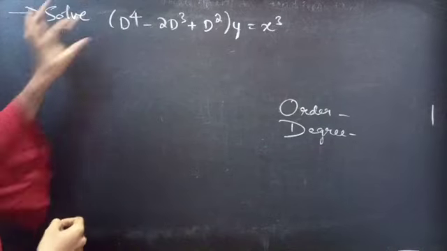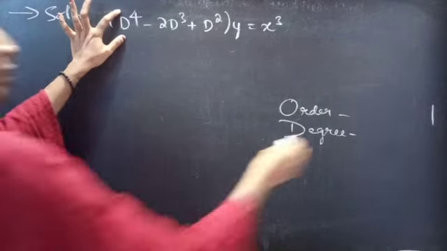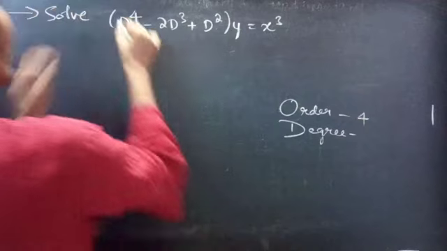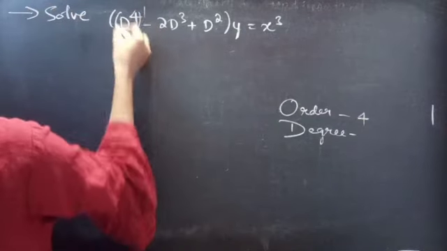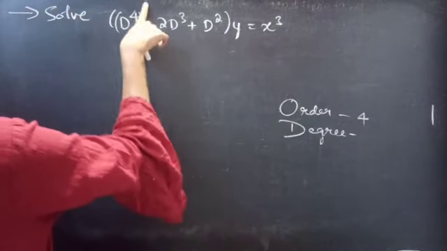Identify the highest derivative. Here D^4 is the highest derivative, so our order will be 4, and the highest power of the highest derivative is our degree. Degree is 1.